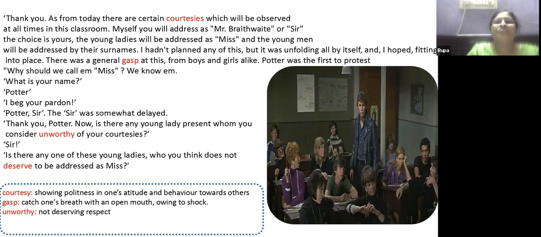Potter was the first to protest. So, who is that student? You can see in the slide, children. The one who is standing is the student by the name Potter. What did he do? He protested.